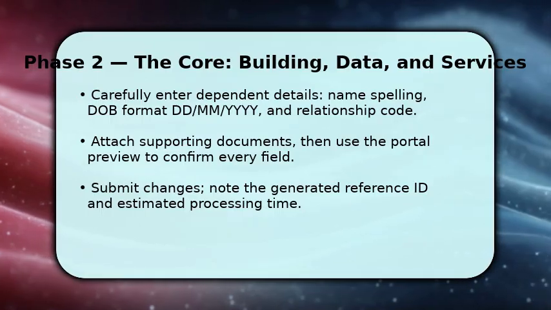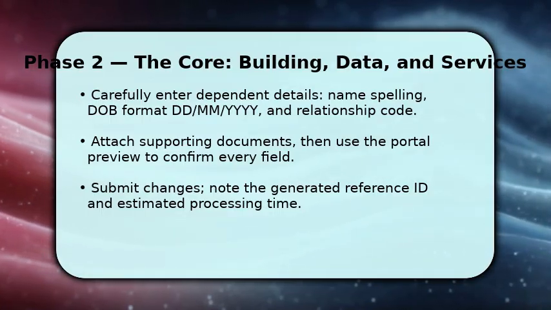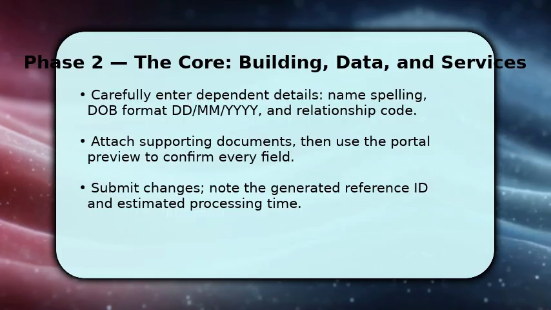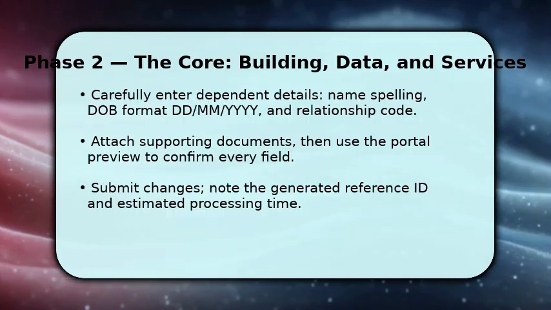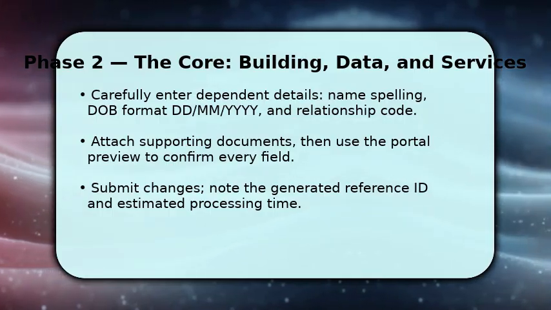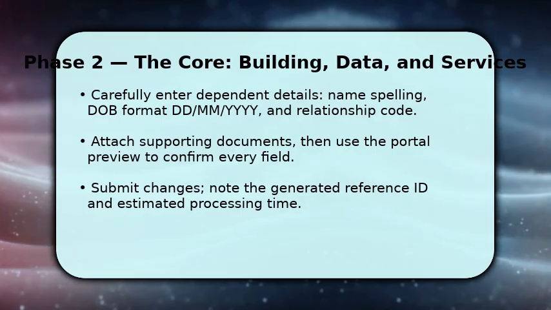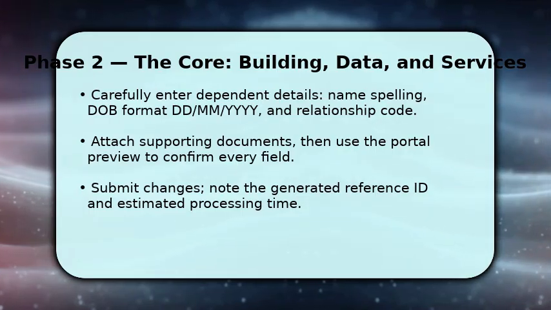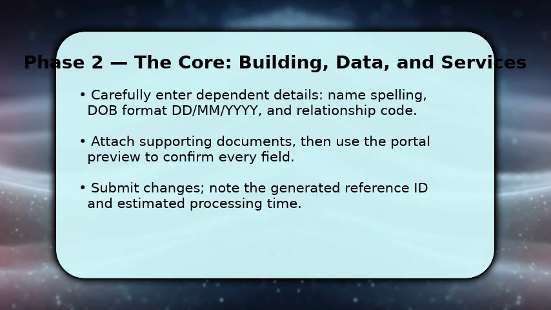After attachments are in place, submit the update and capture the reference ID because it's your audit trail. The system queues requests for manual verification. During this window, you can't make parallel edits. If an error appears, follow the on-screen hint and re-upload the corrected PDF immediately.